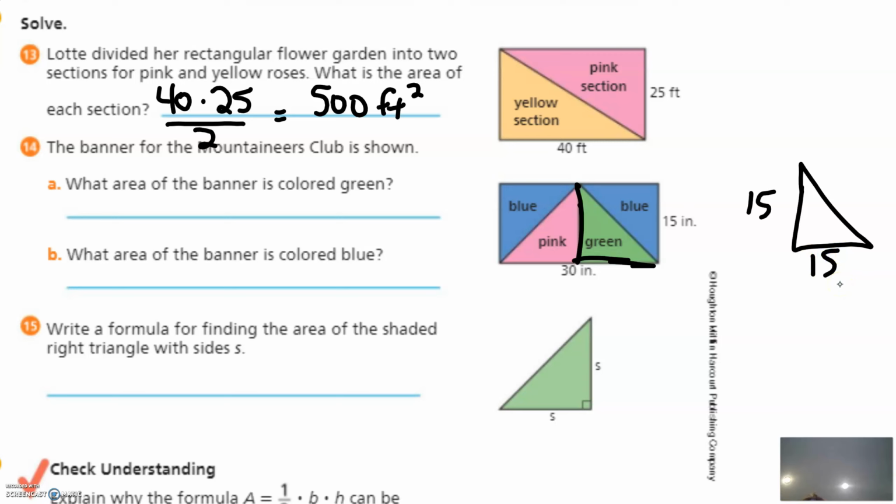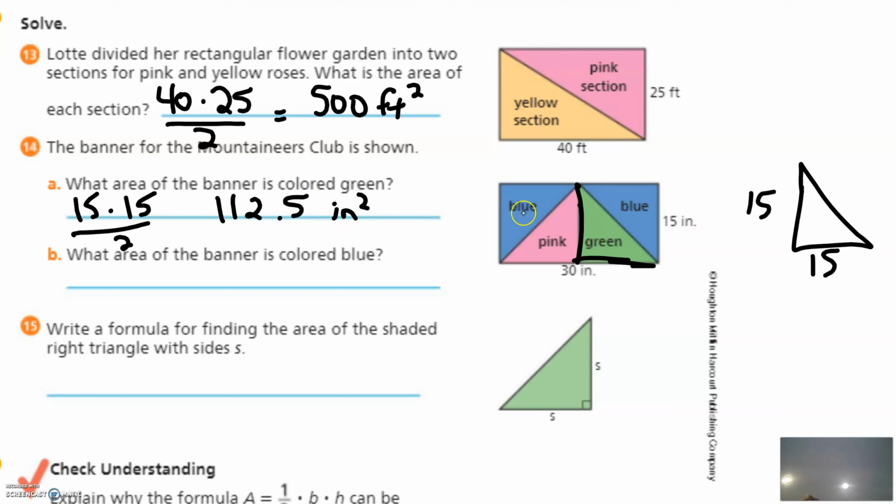Okay, now, if this were a rectangle, you would do 15 times 15. But because it's a triangle, you've got to remember to divide it by 2. So the area of the green is going to be 15 times 15 divided by 2. And you should get 112.5. Hope you got that. Inches squared.